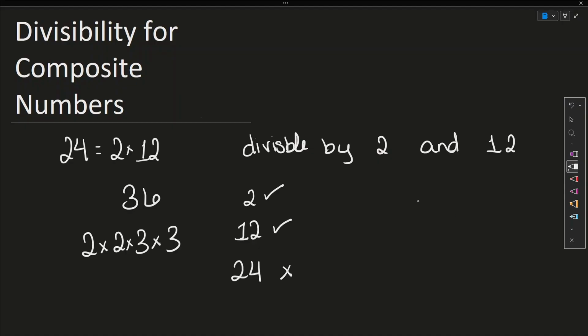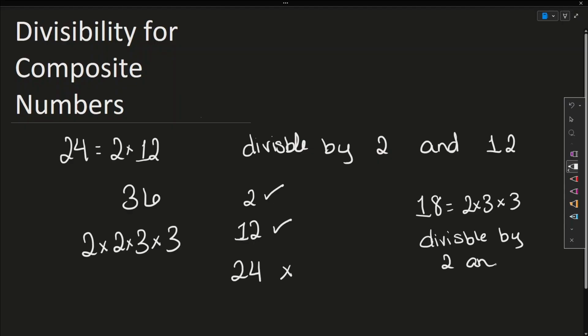For 18, the prime factorization is 2 times 3 times 3. So for this, we would need 1 factor of 2 and 2 factors of 3. So a rule would be to be divisible by 2 and 9. Why? Because 2 times 9 is 18, and 9 provides the 2 factors of 3.